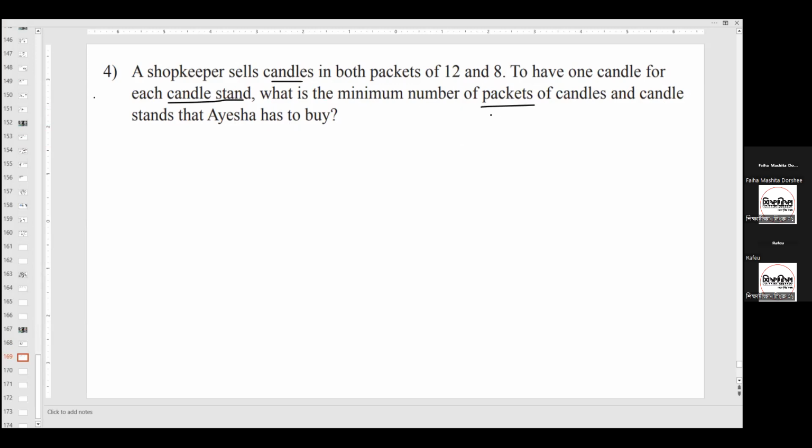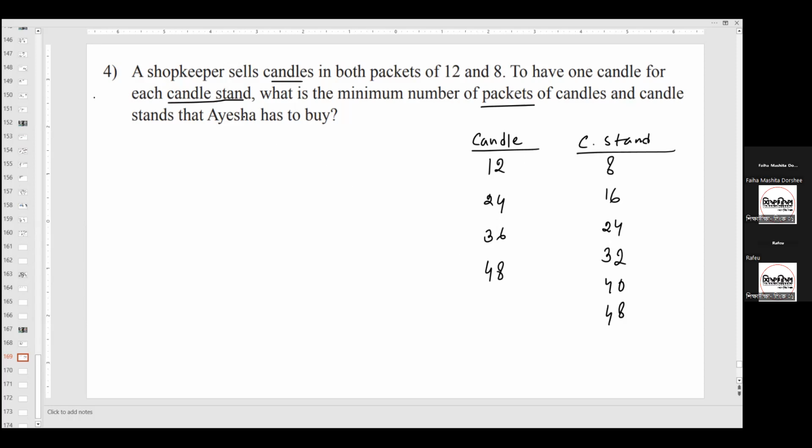In one packet, let's say candles, just thinking like this: one packet gives 12, two packets 24, three packets 36, four packets 48, and all these are multiples of 12. And if we think about the candle stands, then one packet 8, two packets 16, three packets 24, 32, 40, 48.